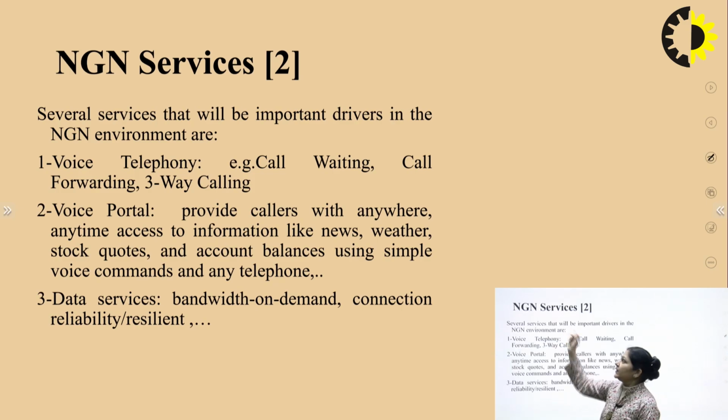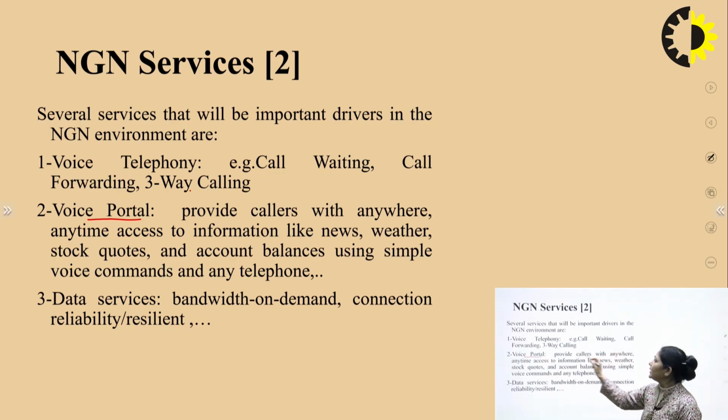Then the various services that are provided by the NGN include voice telephony. Now what do we mean by voice telephony? That will include call waiting facility, call forwarding and way calling facility. Whenever we are moving, then we can have way calling facility. Next is voice portal. Now what is this voice portal? It provides callers with anywhere, anytime access to information like news, weather, stock quotes and account balances using simple voice commands and telephone. So you can have access to all these things.